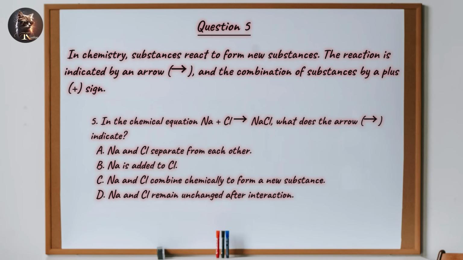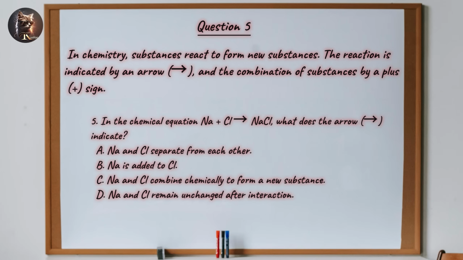So now, looking at the question, it asks specifically, what does the arrow indicate? Let's consider our options carefully. Option A says the substances sodium and chlorine separate. But that's not right, because we know they're actually coming together, not separating. Option B suggests something different, but it's not quite right either, because it doesn't clearly explain that a new substance is being made. It just talks about combining them without emphasizing the formation of something new. Option D isn't correct either, because it doesn't describe what's happening properly.